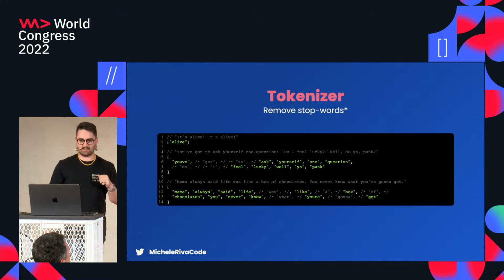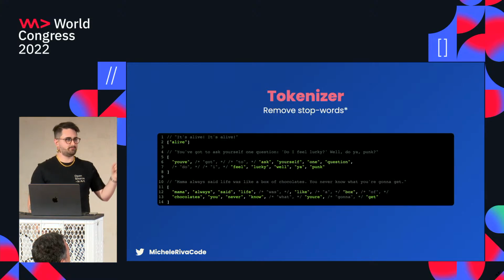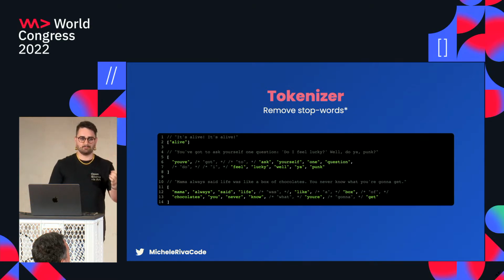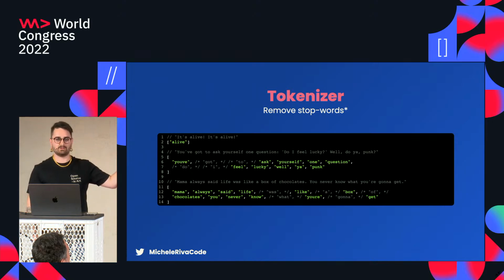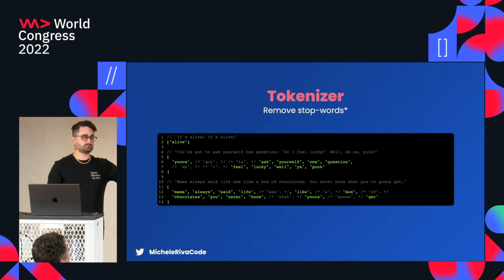So let's see the slide again. As you can see, for example, from the first quote, we remove "it's", because there's no useful information in "it's", but there's a lot of useful information in "alive", so we'll keep that. We'll also remove "got", "to", "do", "I" from the second quote, and "was", "a", "of", "what", "gonna" from the last quote. Of course, it's optional, again, but we will do that.